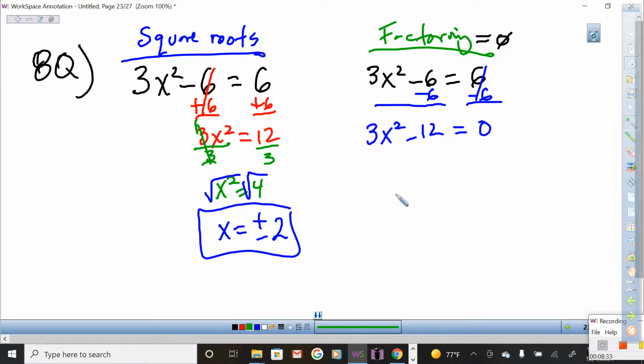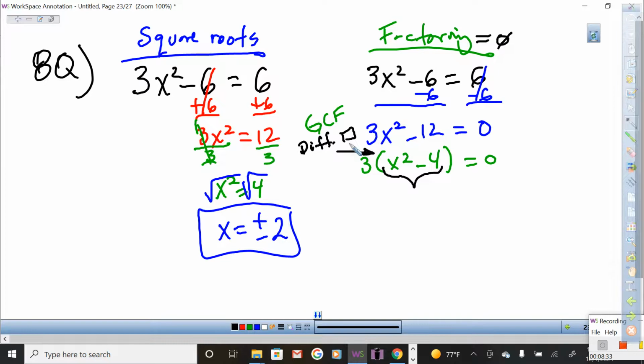So what do I do next? Check for what? GCF. Make a note for yourself. Check for GCF. What would be GCF for those two? 3. And we're left with x squared minus 4 in parentheses equal to 0. Now I can continue factoring. What does this look like? Tell your neighbor, what does that look like? If they forgot, tell them to write a note, difference of squares.